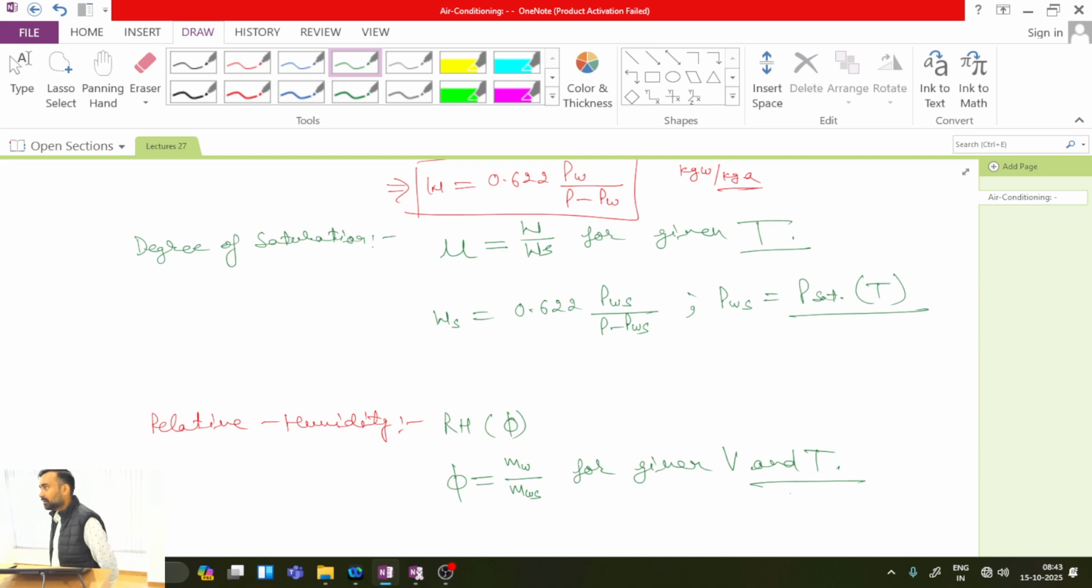Is this point clear? So for a given volume and temperature, what is the mass of water vapor divided by the mass of water vapor in the same volume and temperature for saturated air? So that is called relative humidity.